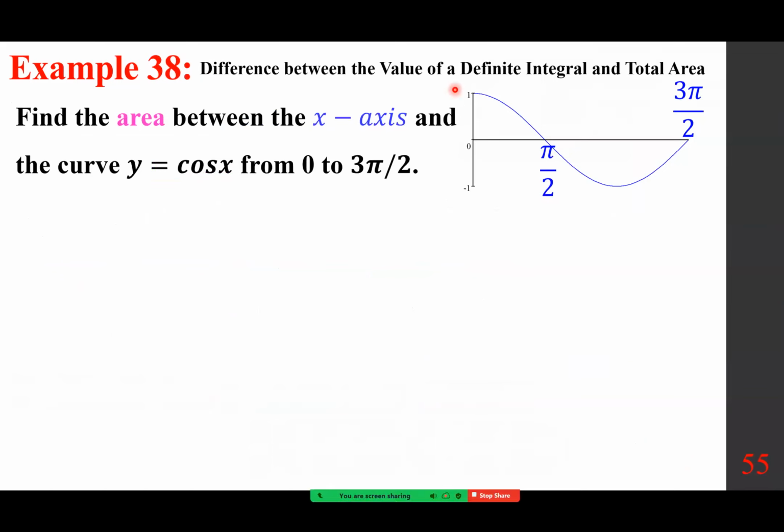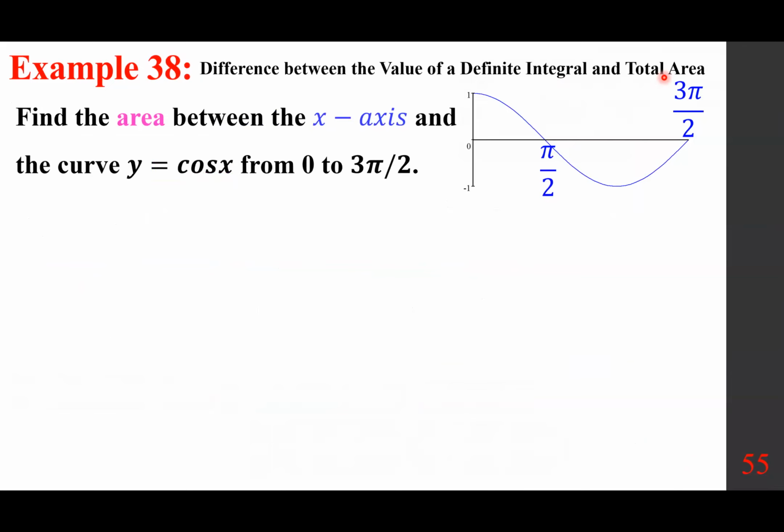Again, the difference between the value of a definite integral and a total area. So what we had in essence in the previous page, total area versus the definite integral. Definite integral represents the signed areas or the difference of areas.